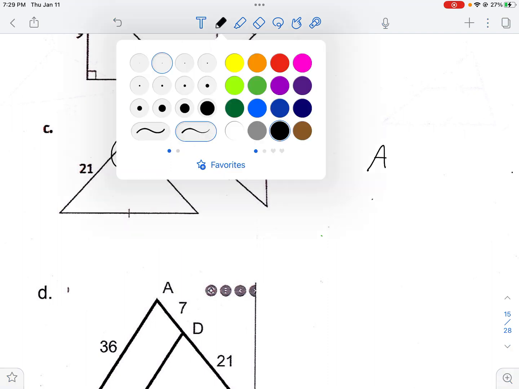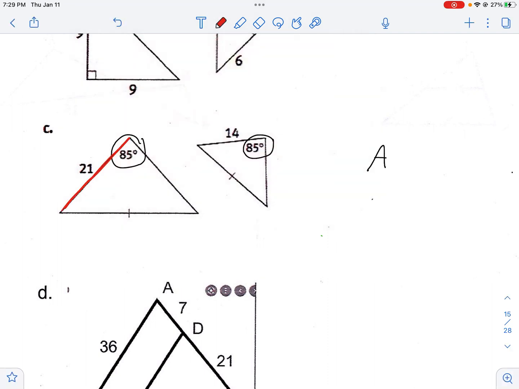I can see right away that I have a side of 21, and then over here I have a side of 14. So I could write a ratio comparing those two, 21 over 14. And then I do have this other pair of sides that are marked as being equal. These 2 sides are equal to each other. That's what this little mark means, remember, from last semester.